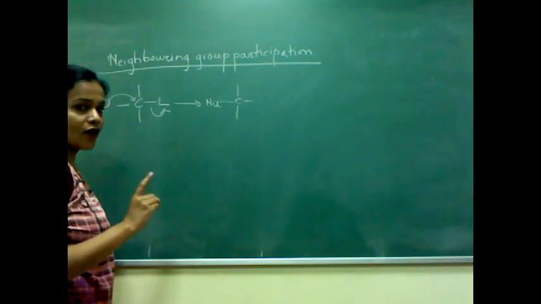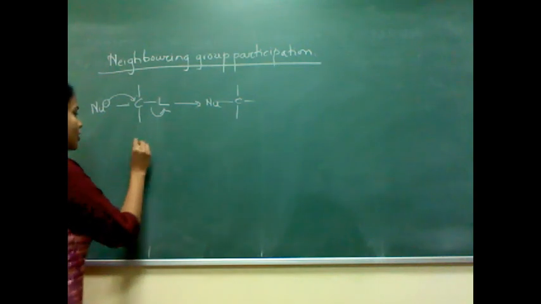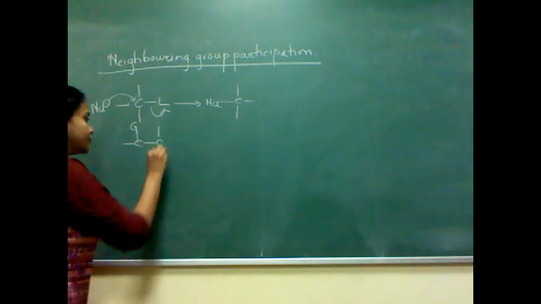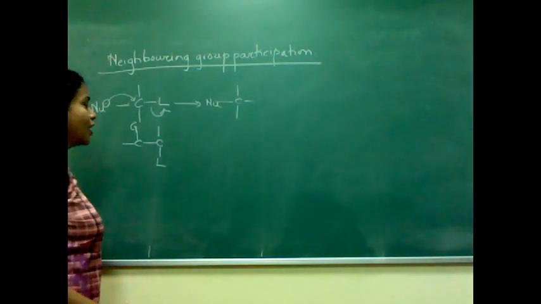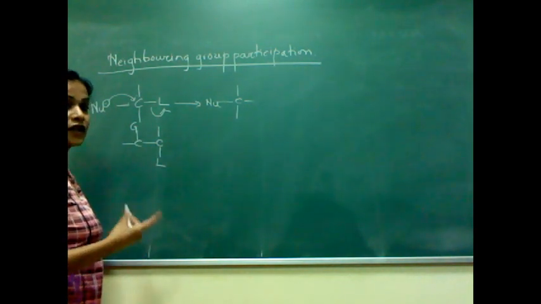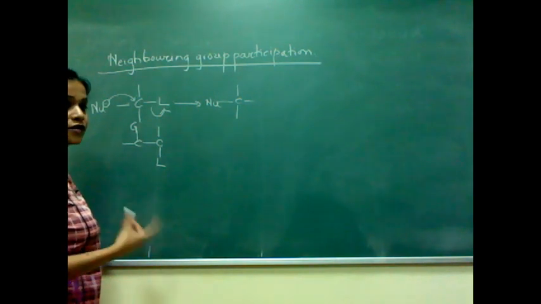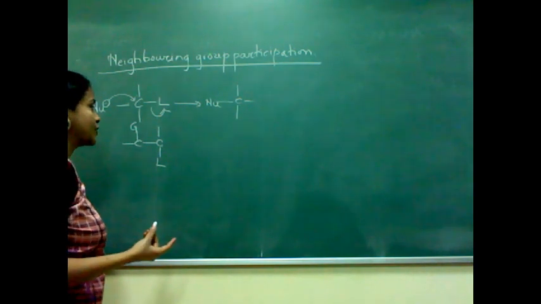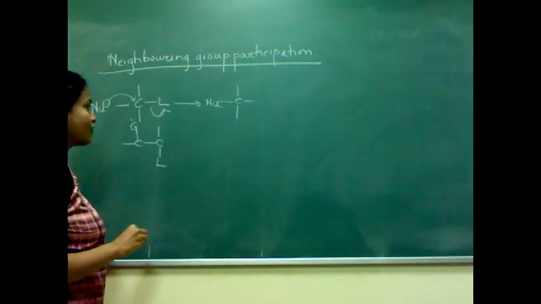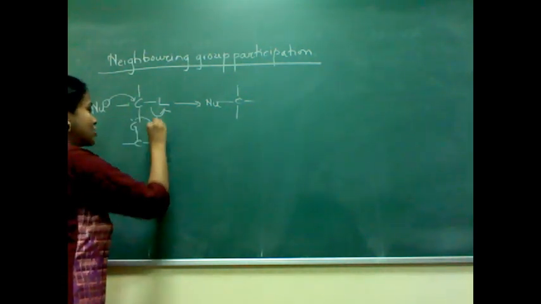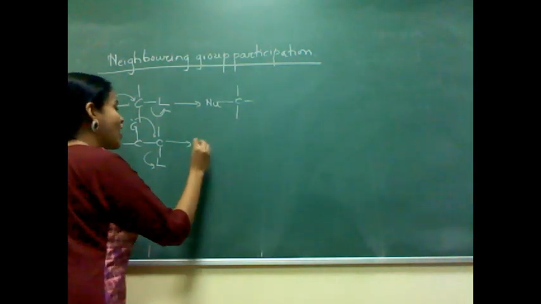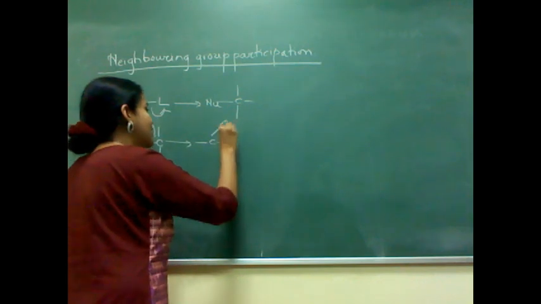Now let us try to encounter this particular situation. You have a substrate like this. Now you have a group in such a way that it is adjacent to the leaving group, and it contributes towards what is known as neighboring group participation. The group should be so adjacently situated that it has a lone pair of electrons. If it has a lone pair of electrons, it can displace the leaving group via the formation of a cyclic intermediate.